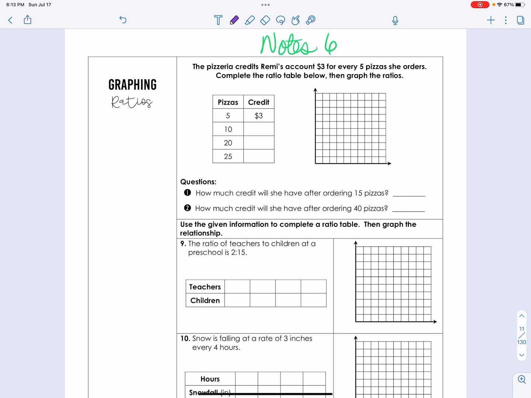Okay, so if we turn to the next page, the pizzeria credits Remy's account $3 for every 5 pizza orders. So you see in the chart 5 to 3. If I double it, then this would be $6. And if I times it by 4, this would be $12. And if I times it by 5, this would be $15. I'm filling in those cells because I'm just looking at the pattern. And what you can do on this table is this is pizzas.